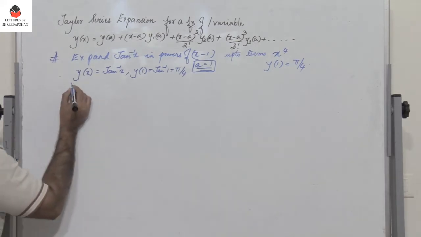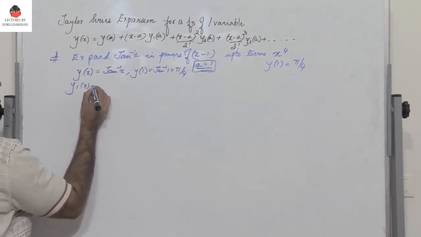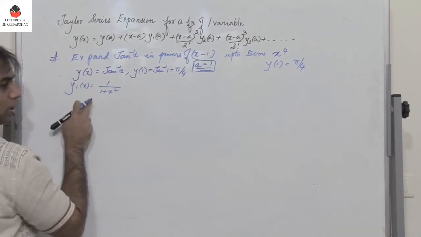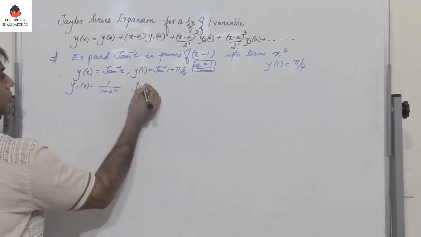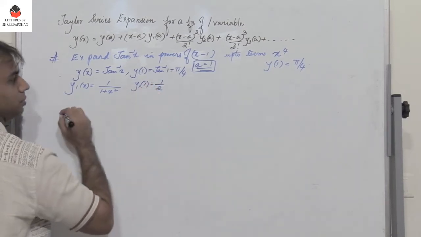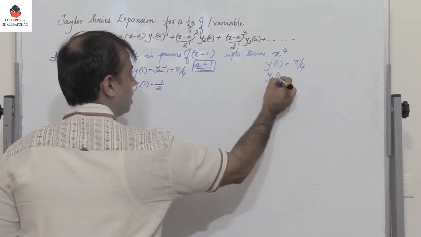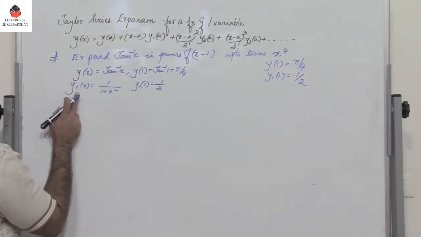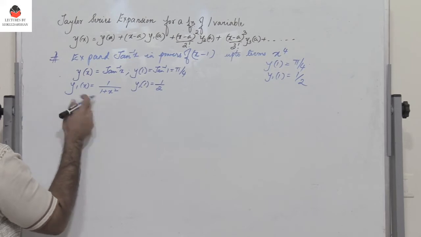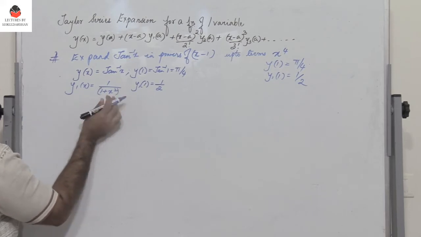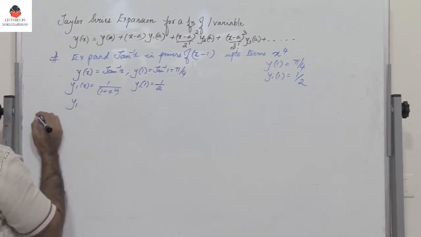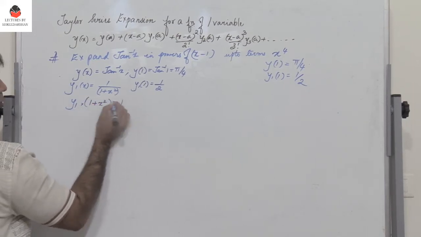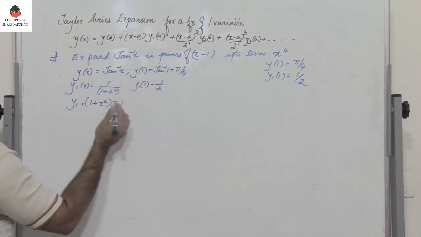Next, what is y1 of x, which is 1 divided by 1 plus x square. So put x equal to 1. So you get y1 of 1 equals 1 by 2. To find y2 of x, we have to differentiate this expression. So to make things easier, let me take this term to LHS. So I get y1 into 1 plus x square equals 1. So now let me differentiate this expression.